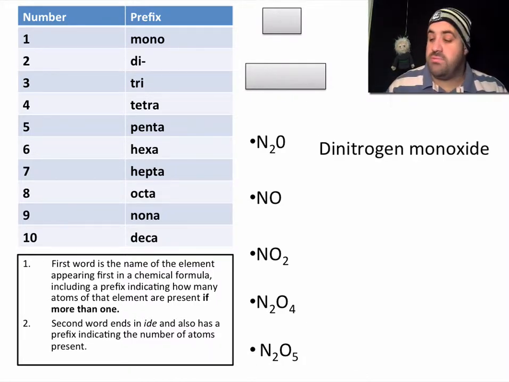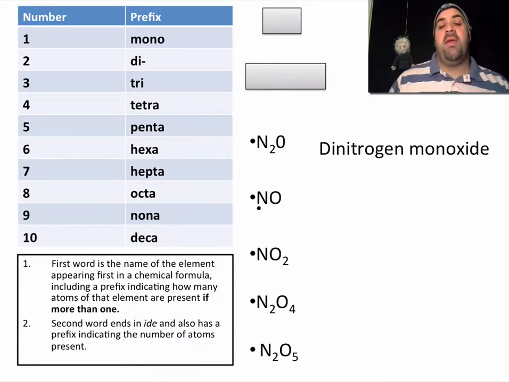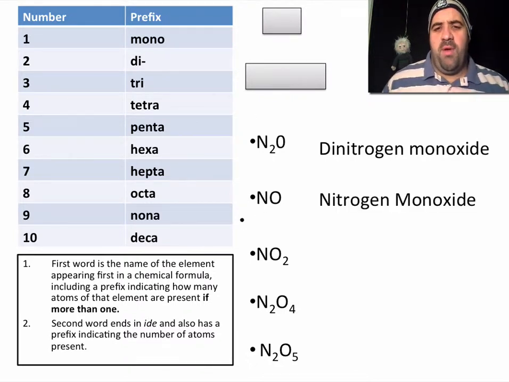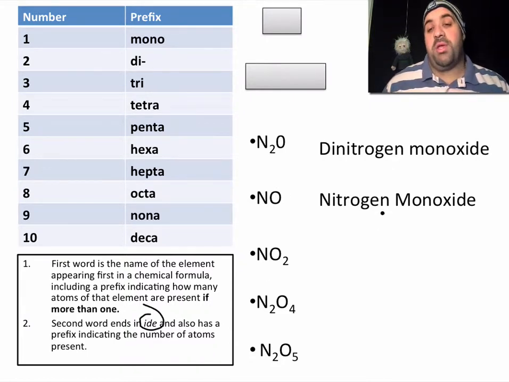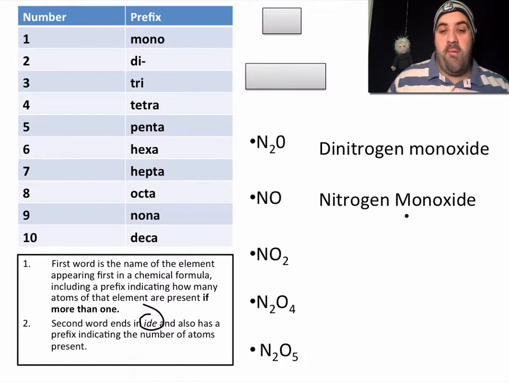For the second one, we again have nitrogen, but we're not going to use the mono, because for the first element, we only use these prefixes if there's more than 1. This is going to be nitrogen monoxide because there's 1 oxygen. We're not going to call it mononitrogen monoxide. We don't need to put the mono in for the first element. So we write the word nitrogen, and there's only 1 oxygen, which changes to oxide. We call it nitrogen monoxide.